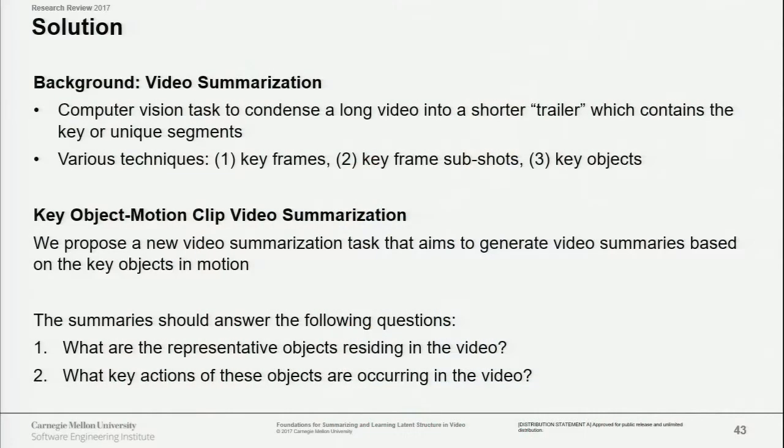What we wanted to look at was a new video summarization task where we're generating video summaries by looking at the key objects that occur in the videos, and in particular, what sort of motions they are partaking in. And so for the summaries that we're producing, the two main questions we want to answer are, what are the representative objects that are in the video, and then what actions are these objects partaking in?